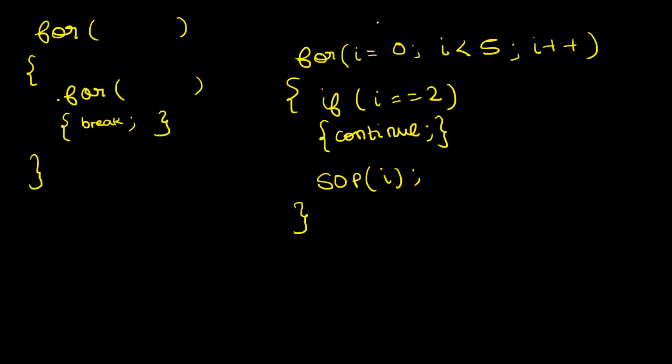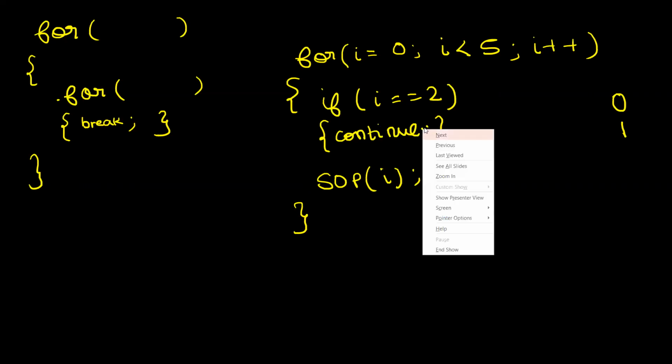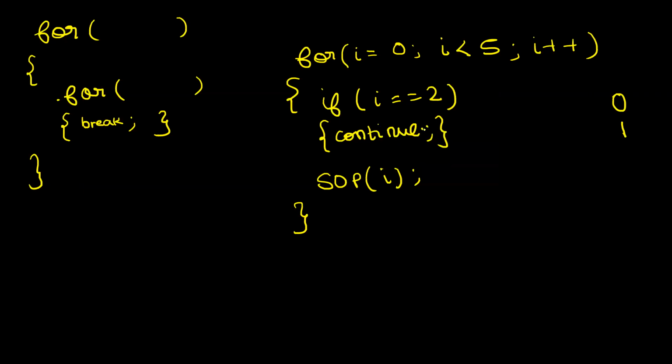See, first of all, the value of i will be 0. So 0 will be printed. That's it. Then the value of i will become 1 and 1 will also be printed. Then the value of i becomes 2. Now what happens? Try to understand. If i equal to 2, yes, the value of i is equal to 2. So I will go inside this if block and the statement that I hit is continue. Now what does continue tell? Continue tells me, boss, forget whatever lines of code are written below. The moment you hit a continue, you just go to the next iteration of the loop.